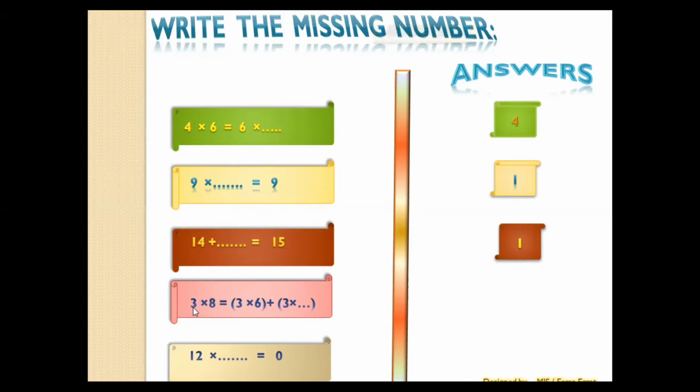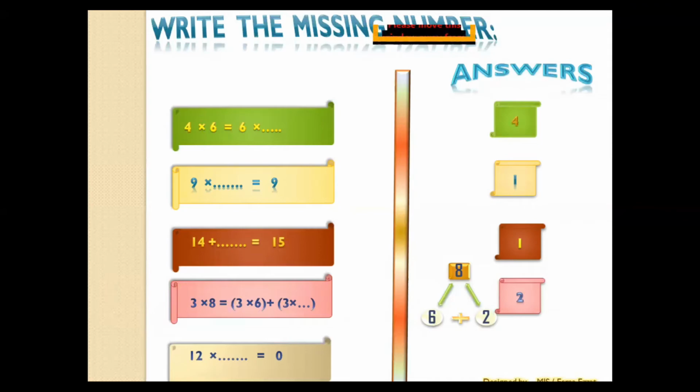Here in this example, 3 by 8 equals 3 by 6 plus 3 by what? In this example, we break apart a big number, which is 8, into two smaller numbers to make it easy to solve. So here we break apart number 8 to 6 and... yes, when we break apart number 8, we break it apart to 6 plus 2. So the result here is 2.